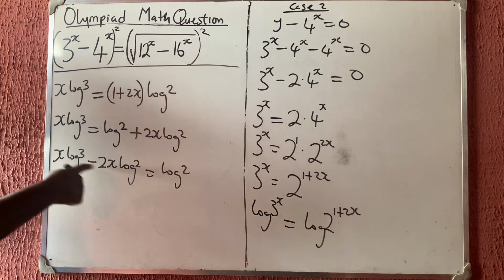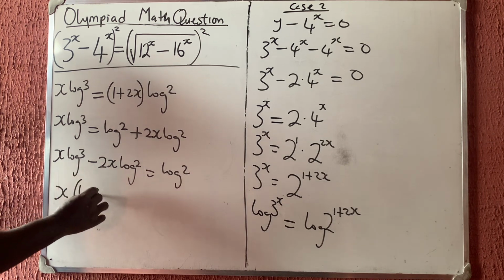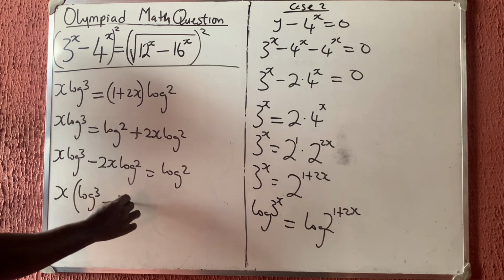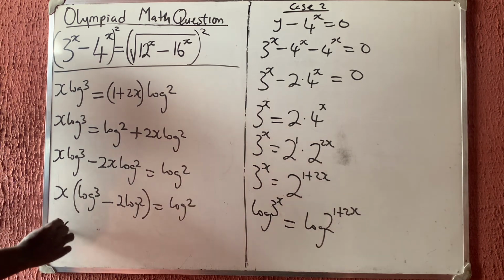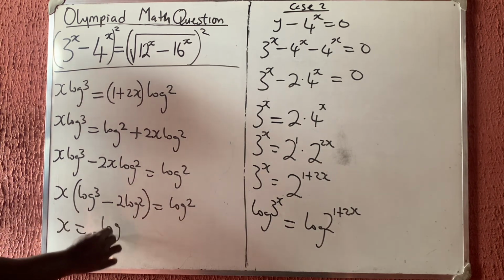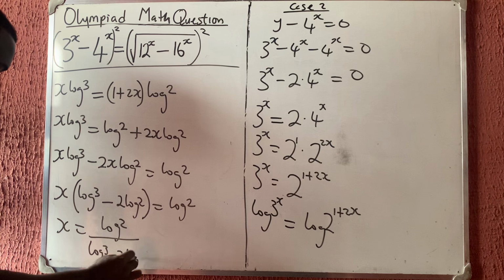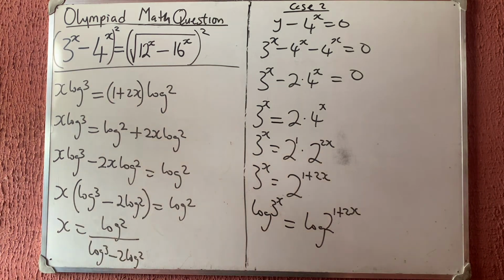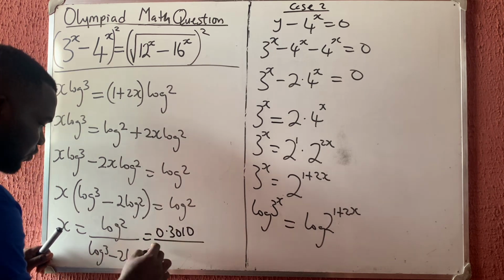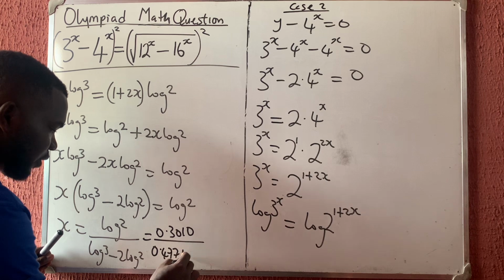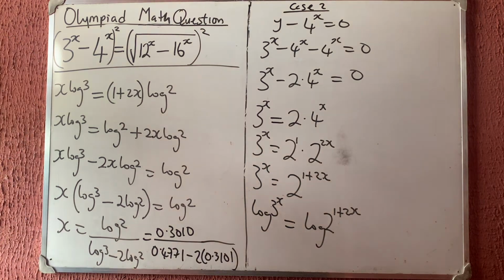Okay, so they have x in common. If I have x in common, I'm going to have x times log 3 minus 2 log 2 is equal to log 2. So therefore, my x will now be equal to log 2 divided by log 3 minus 2 log 2. If you want to get it in decimal, you know that log 2 is 0.3010, all over, log 3 is 0.4771 minus 2 into 0.3010. So you can now do that and get the final result.